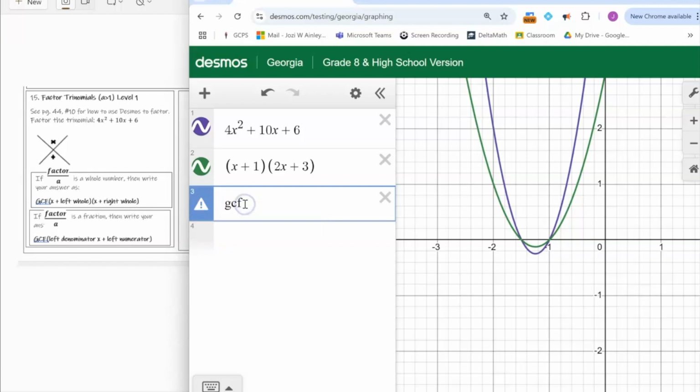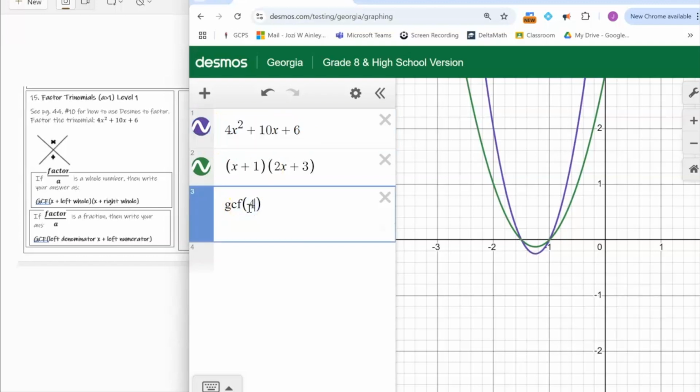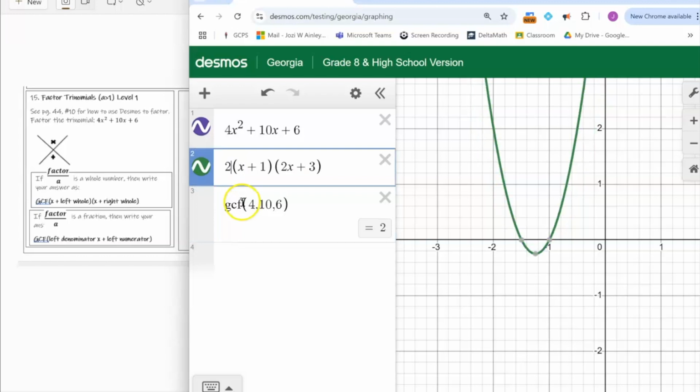It says try using parentheses. Let's try using parentheses. GCF of what? Of the question. All right, so what are the numbers in this question? It is 4, 10, 6. And the GCF is 2. And all you have to remember to make these graphs match and to write in correct factored form is to put the GCF outside the parentheses. And as soon as you do that, what happened? It lines up perfectly. All right, so that's how you do it with the calculator.